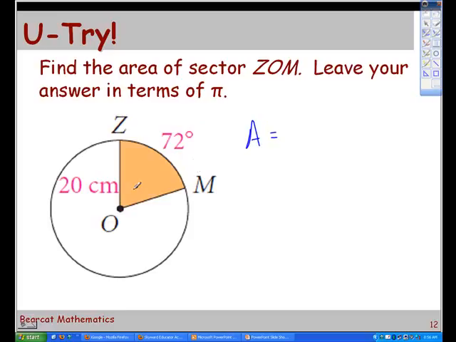Am I finding the area of the whole circle? No. But I know the area of the whole circle. What is it? It's pi times r squared, so it's pi times 20 squared. That's the area of the whole circle. But I'm not finding the whole circle, I'm finding just a fractional part. What fraction do I need to put here?